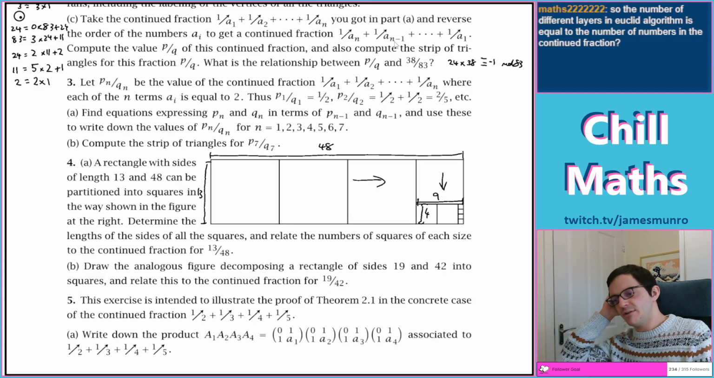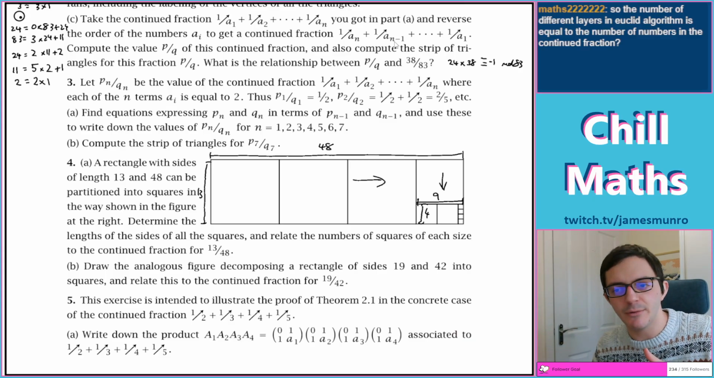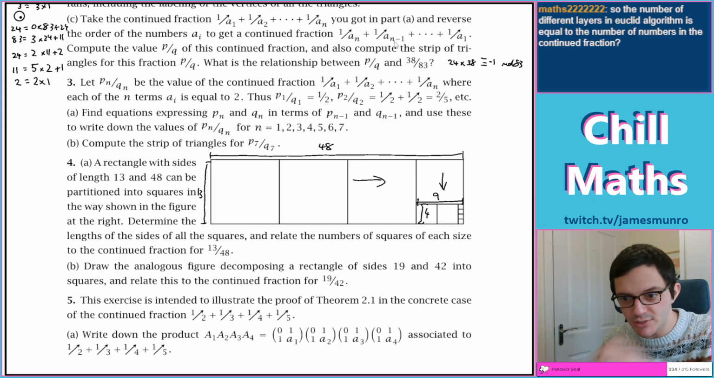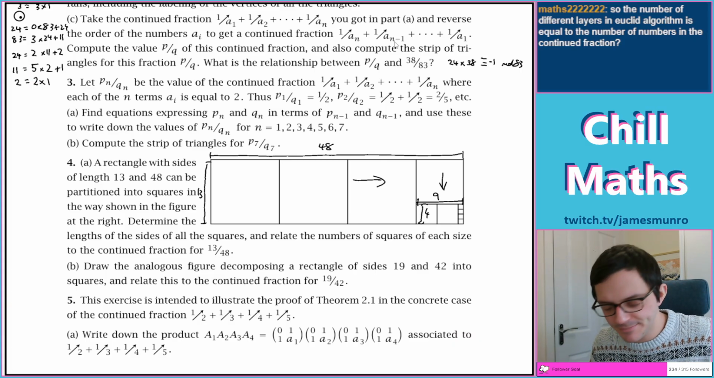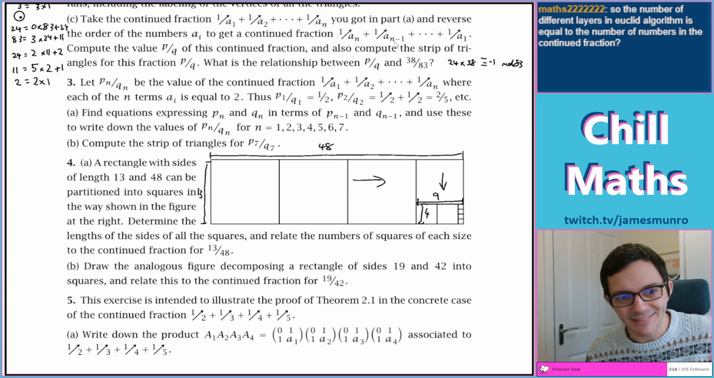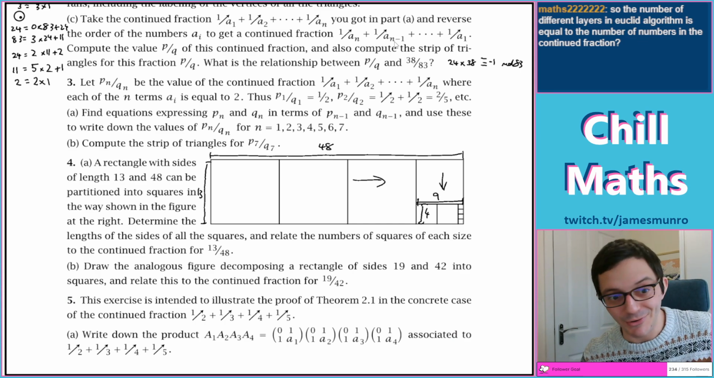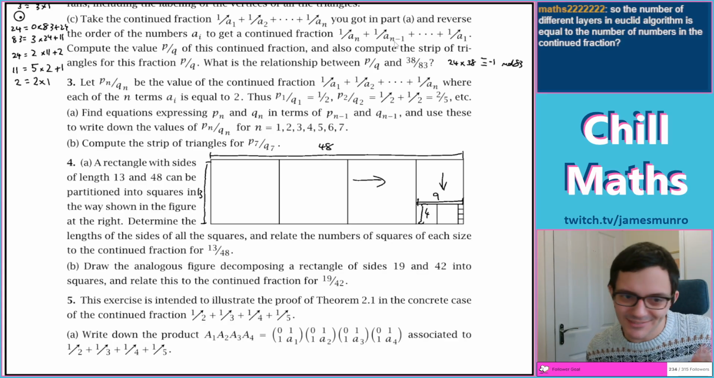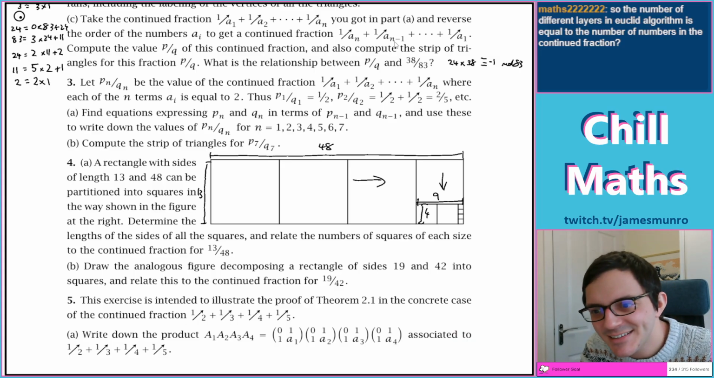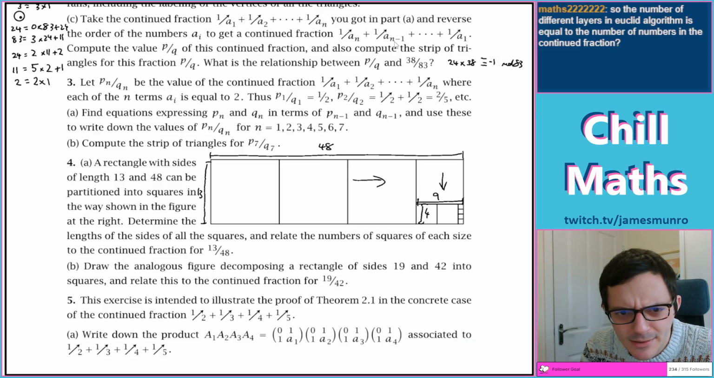The number of layers in Euclid's algorithm is equal to the number of numbers in the continued fraction. Yes, possibly out by 1, depending on whether you count a 0 at the front. But the quotients that you find in Euclid's algorithm are precisely the numbers that you put in the continued fraction. For a rational number, that terminates, so you've got your entire continued fraction. For the irrational numbers we were talking about last week, we're going to keep going forever.